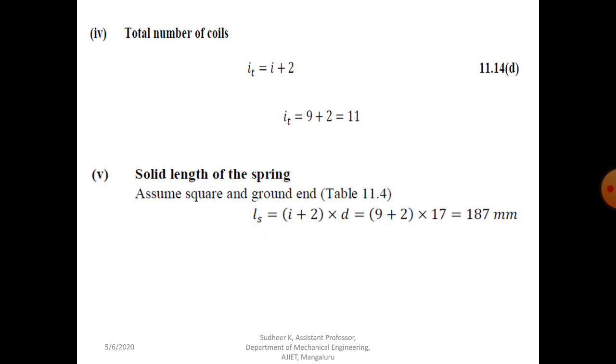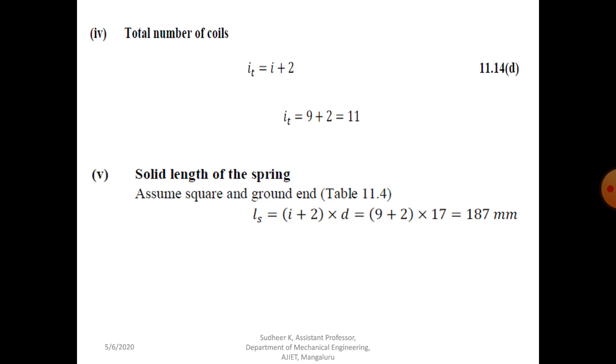Now we need to find out solid length of the spring. So that is from again the same table 11.4 from page number 189. In that, for square and ground end, the equation becomes like this: Ls equal to, Ls is nothing but solid length of the spring, I plus 2 into d, is equal to 9 plus 2 into 17, because I is 9, small d is 17, so you will get 187.